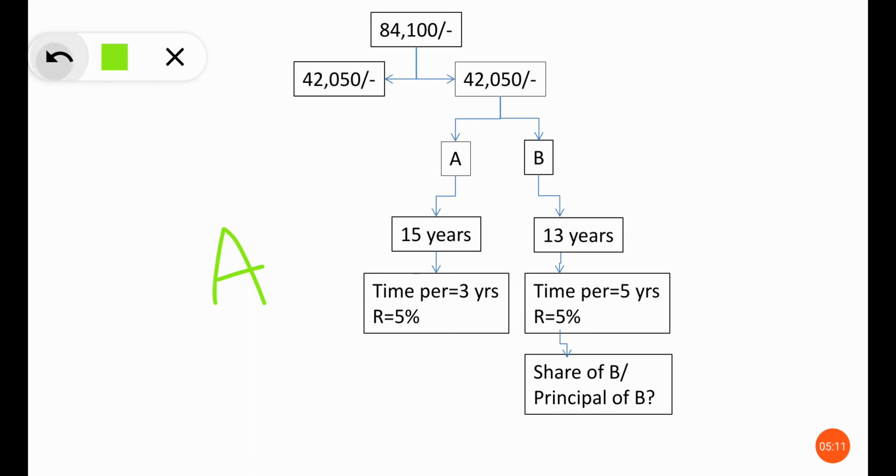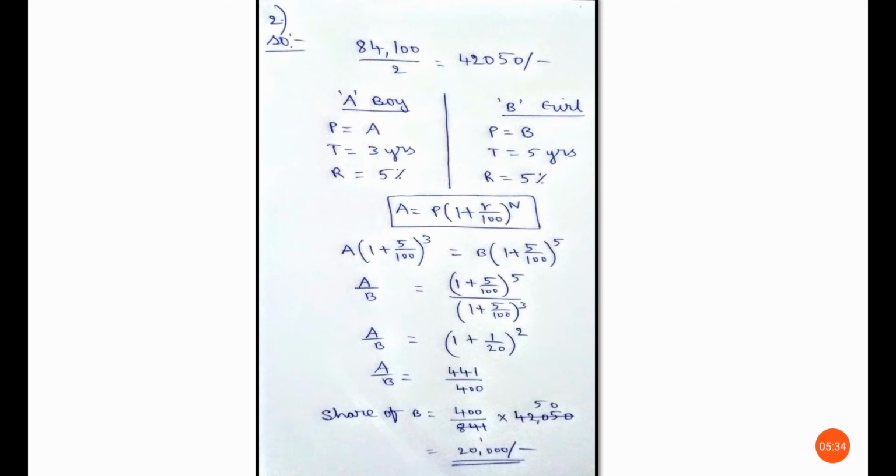She has distributed the money, she has invested the principal. So the child A has to wait for 3 years to get 18 years, and the child B has to wait for 5 years to get 18 years to receive the amount. Now they are asking to identify the principal or share of B. Hoping that you understood the question, let's move on to the answer.